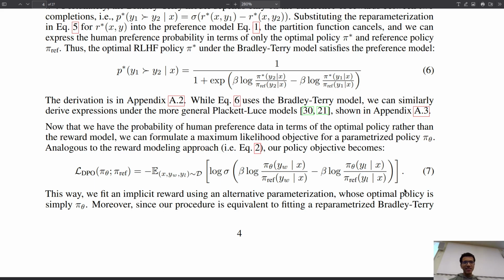What's pi ref, real quick? Pi ref is SFT, pi SFT. So you can use any reference model. Remember how they said that if you don't have an SFT model over a good data set to start with, you can just fine-tune over the preference data instead. It's basically just that.